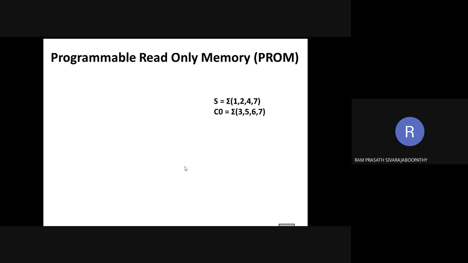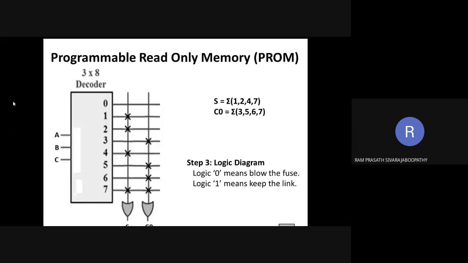So how is the AND array formed? Which type of combinational circuit is used to generate the fixed AND array? Very good, Srigari. Decoder is used. Logic 0 means blow the fuse, logic 1 means keep the link. Here we have used the 3 to 8 line decoder. Each output represents a minterm. Here we will be having a programmable OR array.